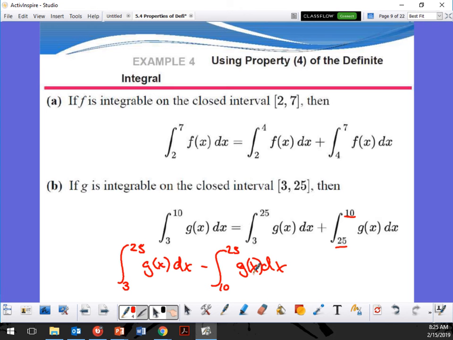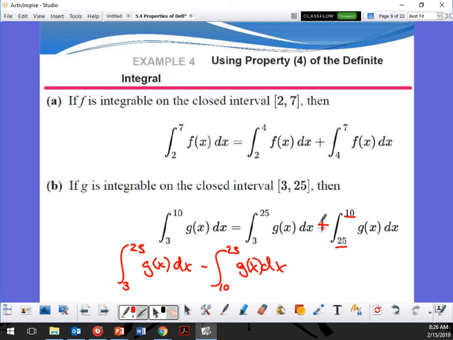So the whole thing, look, 3 to 25, right? Because isn't 10 smaller than 25? Yes? And it should be the lower bound and then the upper bound, right? So whenever you switch those numbers, you change the sign. So it goes from a plus sign right here to a minus sign down there when I switch the bounds.